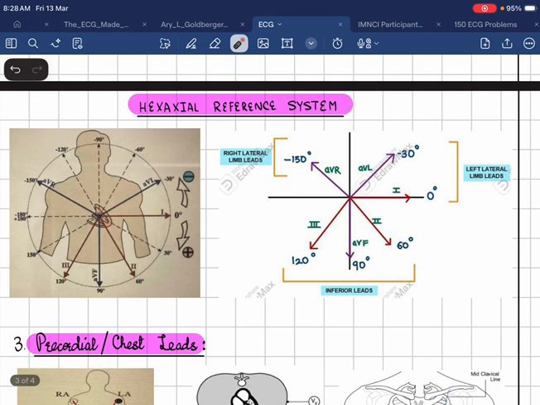Then we have the axial reference system, which is the combination of the limb leads, lead 1, 2, 3 and AVR, AVL and AVF. Here AVL and 1 constitute the left lateral limb leads, AVR constitutes the right lateral limb lead, and 2, 3 and AVF are the inferior leads.